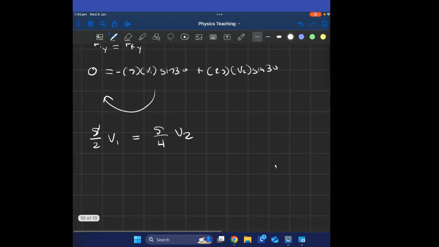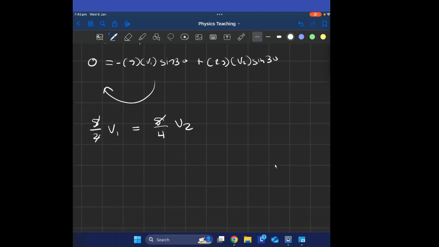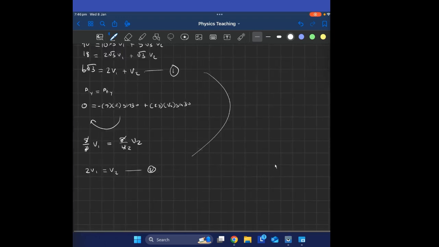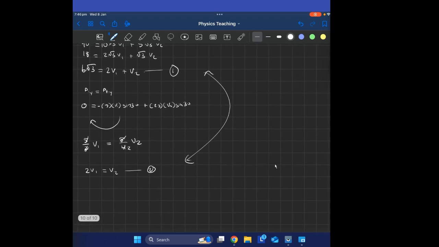Now we can cut the 5 here and the 5 here. We can also multiply everything by 2. So this is cut and this becomes a 2. Then we can cross multiply: 2 v1 is equal to v2. This is our second equation. So now we have 2 equations and we can use them to solve for v1 and v2.